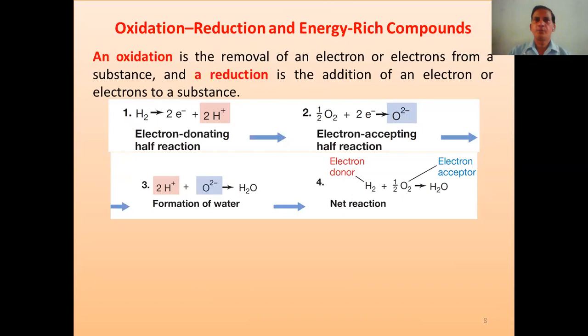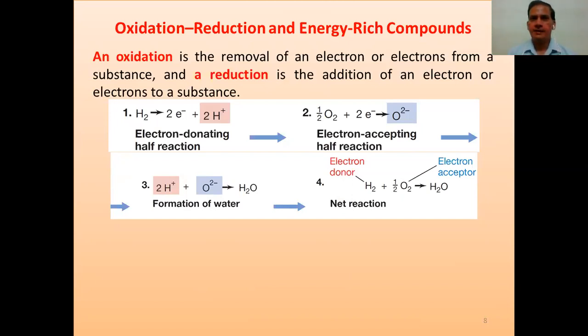Okay, so let's move to another topic, which is oxidation, reduction, and the energy-rich compounds. Before we talk about the energy-rich compounds, let me introduce two terms here. Number one is oxidation, another one is reduction. Oxidation in simple terms is the removal of an electron or electrons from a substance. So let's say we have a molecule or an element which can give up electrons. We can say that it has the oxidation capability.